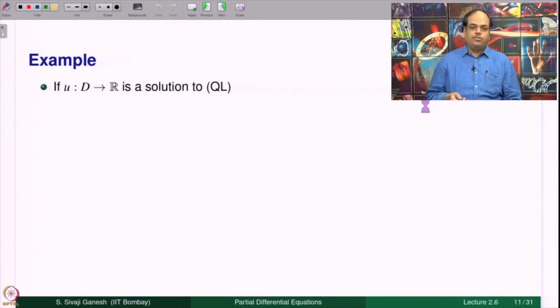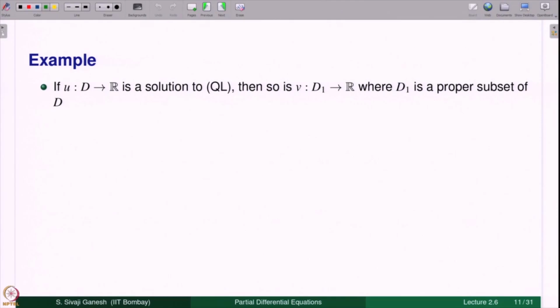Suppose u is a solution to QL defined on D, then so is another function V defined on D1. Now, how do I define this V? It is going to be using u, therefore, D1 I will take it to be a subset of D. It is a proper subset of D. Of course, V remains a solution to the QL.